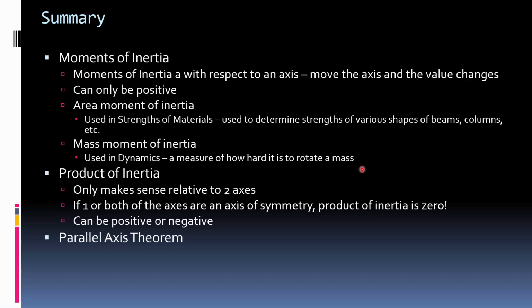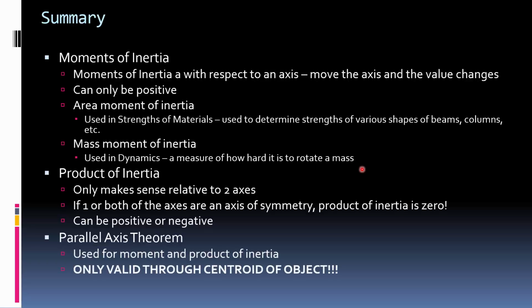And then we talked about the parallel axis theorem. The most important part about the parallel axis theorem is that it can be used for moment and product of inertia, but it's only valid through the centroid of an object. Please, please, please do not make the common mistake of using the parallel axis theorem through any point other than the centroid of the object. So that is this chapter. Let's start on the homework and see how things go.